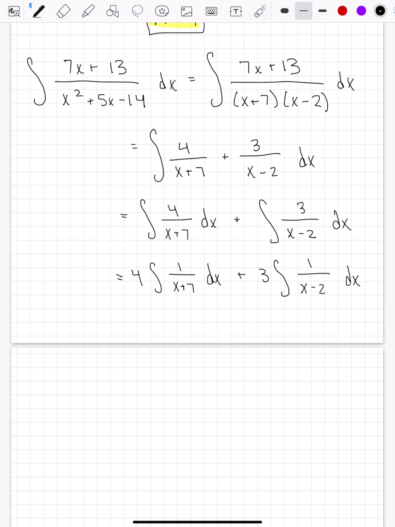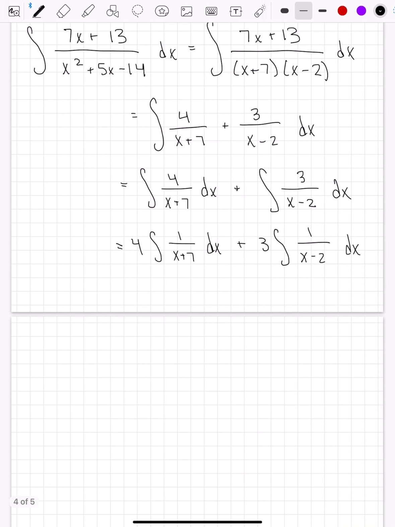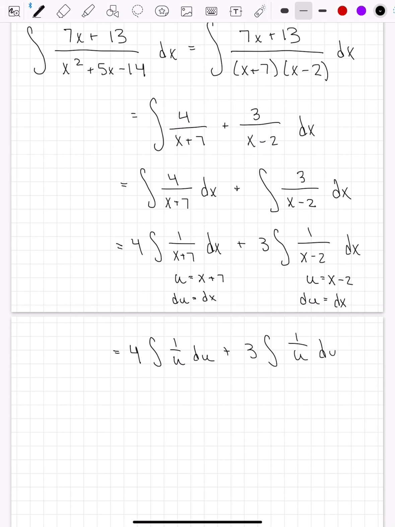And then what do we do? Well, technically what we're doing is a u substitution, where u is x plus 7 and du is just dx, because the derivative of x plus 7 is just 1. And then for this one, we use a u substitution where u is x minus 2. And again, derivative of x is just 1, derivative of -2 is 0, so that's just dx. So then this becomes 4 times 1 over u du plus 3 times 1 over u du.